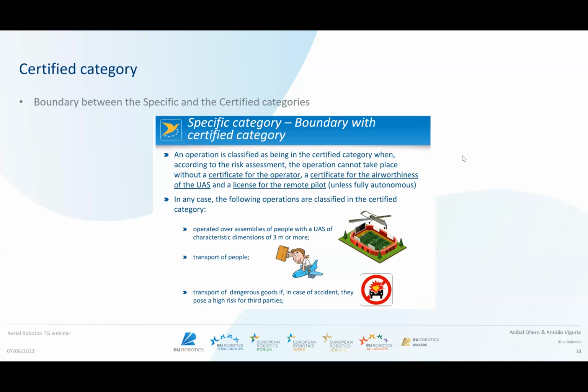Maybe it's a small drone, but it's difficult. But if you transport people, the risk is so high that you go to the certified category. If you transport dangerous goods that, in case of an accident, can pose a high risk to third parties, for example some kind of explosive material, then it's again the certified category. Okay, so these are the three main ways to know if your operation is in the certified category.